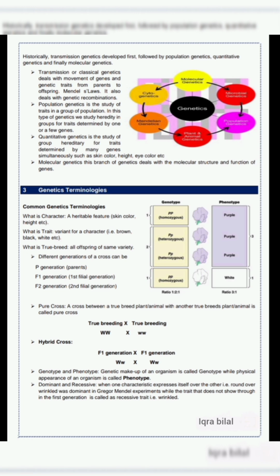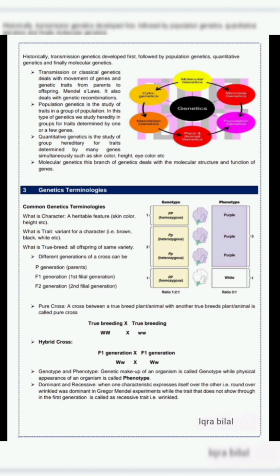The third point is genetic terminologies. Common genetic terminologies. What is a character? A heritable feature like skin color, height, etc. What is a trait? A variant of a character, that is brown, black, white, etc. This is the difference between character and trait.